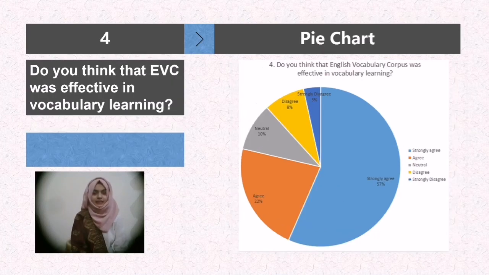Do you think that English vocabulary corpus was effective in vocabulary learning or not? So this question was asked to judge the effectiveness of EVC, whether it is effective or not. So the answer of this question helped in analyzing the productivity of EVC. The responses given by students were: 57 students strongly agree, 22 students said agree, 10 students stayed neutral, 8 students were favoring disagree, and 3 students narrated strongly disagree. This shows that EVC is overall effective for learning vocabulary items. So basically the responses were positive.